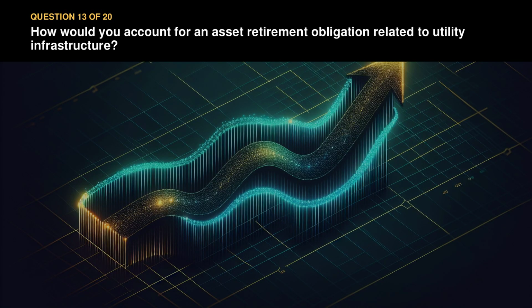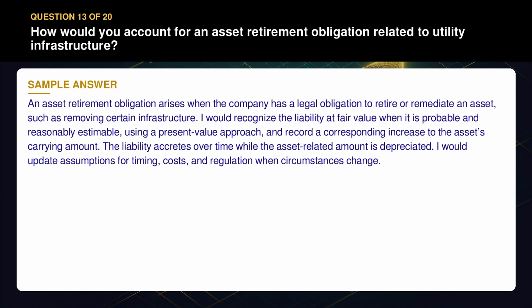Question 13. How would you account for an asset retirement obligation related to utility infrastructure? An asset retirement obligation arises when the company has a legal obligation to retire or remediate an asset, such as removing certain infrastructure. I would recognize the liability at fair value when it is probable and reasonably estimable, using a present value approach, and record a corresponding increase to the asset's carrying amount.